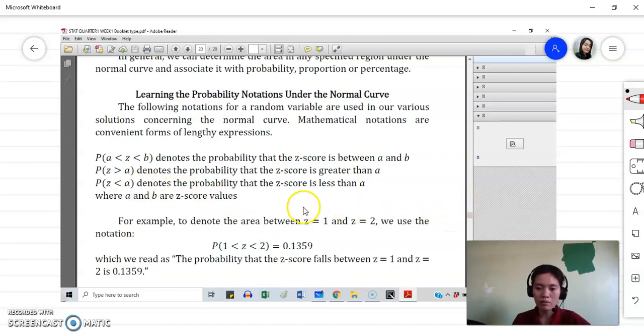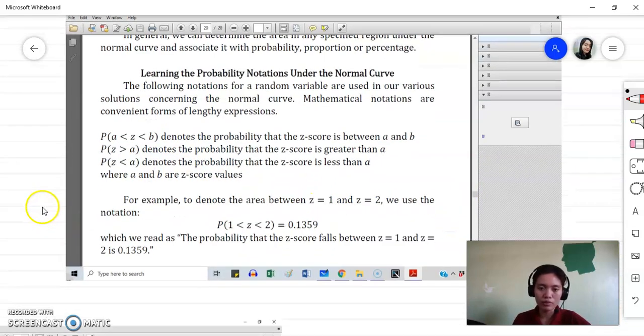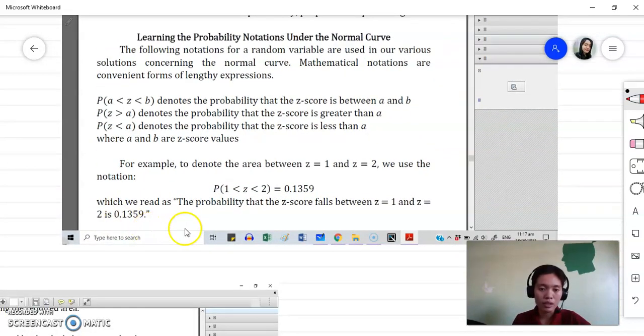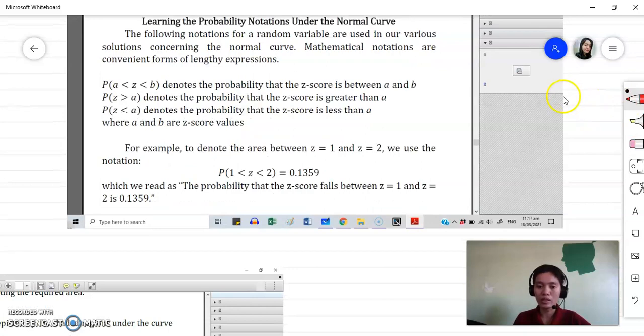Here is an example. If you are given two z values, the probability notation between these two z values is the probability that the z-score falls between z equals 1 and z equals 2. The area or the probability is 0.1359.